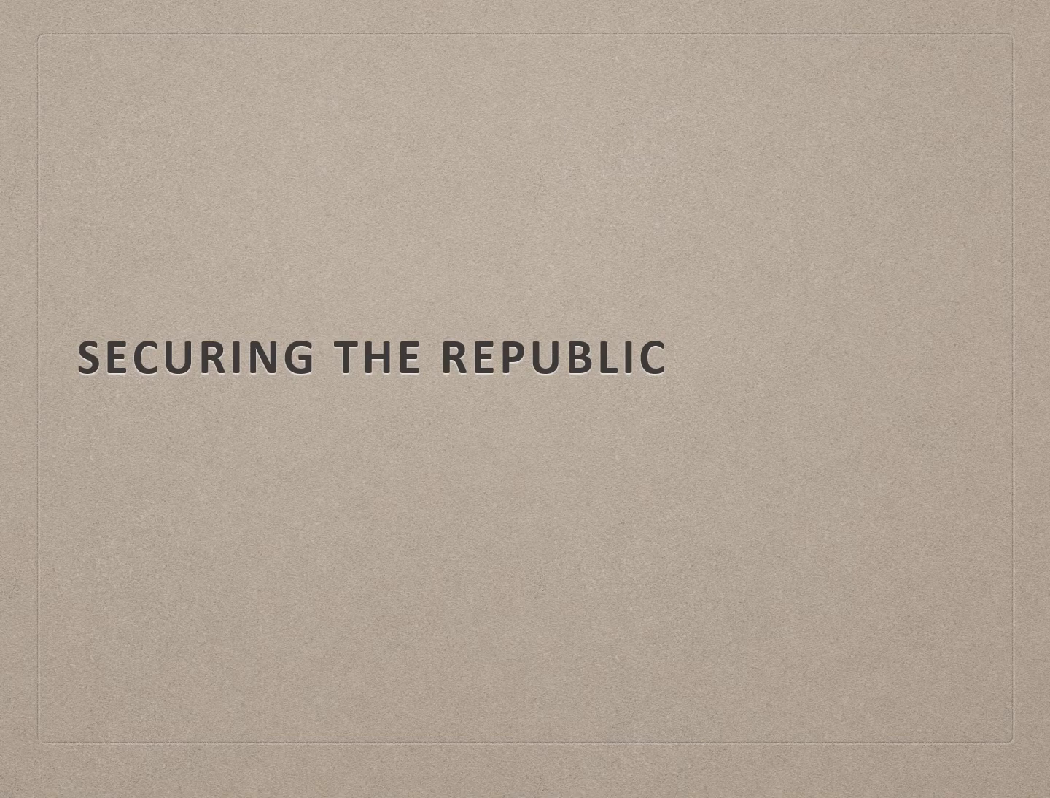We're going to take a look at what we did to secure the Republic. We're going to see the various steps we took in international affairs and domestic affairs at the end of the 18th and dawn of the 19th century. So, let's get started.